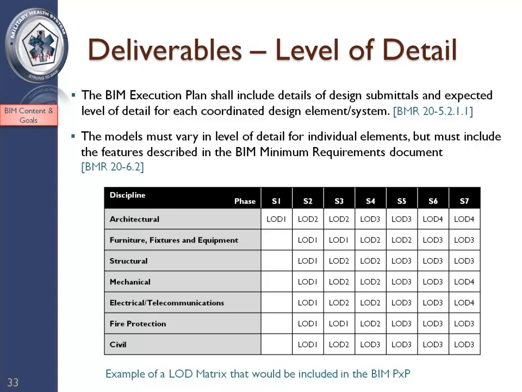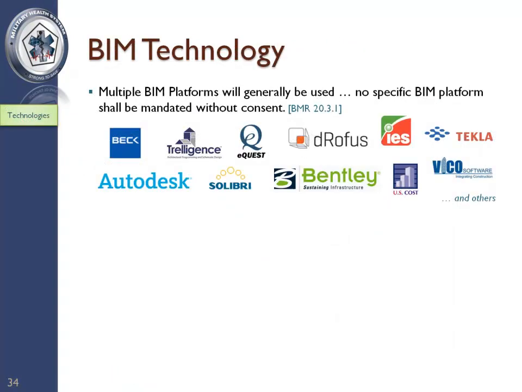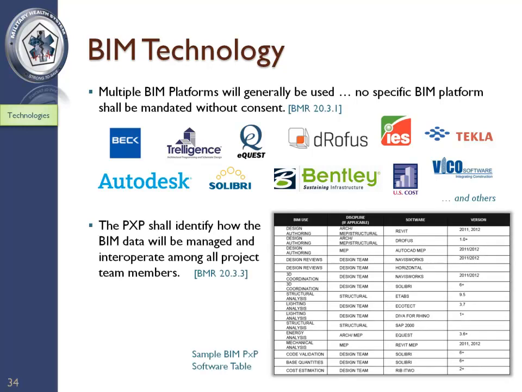Many commercial software applications may be used by the project team at different points of project development for many functions, such as design, analysis, construction management, model review and validation, and project collaboration. The BIM PxP should itemize the software applications used throughout the BIM development process. Any software that conforms to MHS requirements and is acceptable to the entire team may be used.